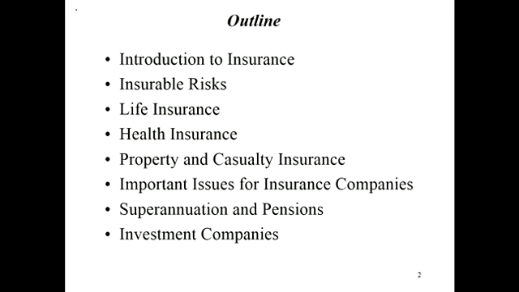So this is an outline of where we're going to go. The slides themselves are in 2 sections, and we'll talk primarily about insurance in this particular set of slides. So we'll cover an introduction to it, what makes a risk insurable and what not, a couple of types, life and health, property and casualty, another group, and then some important issues for the companies themselves. And the second group here, from here down, the superannuation and pensions, and the investment companies, are in the second set of slides. So we'll come to that once we finish this.